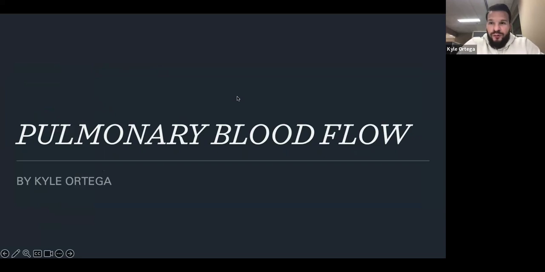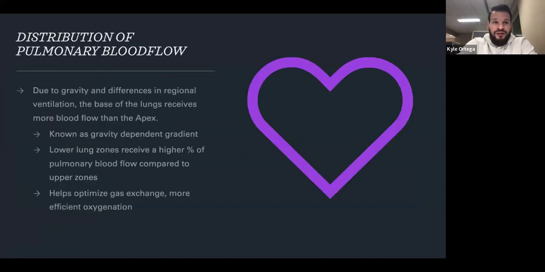All right. In this video, we're going to get into pulmonary blood flow. Kyle Ortega, video number 2. We'll start with the distribution of pulmonary blood flow. Due to gravity and differences in regional ventilation, the base of the lungs receives more blood flow than the apex, basically known as the gravity-dependent gradient, which the lower lung zones are going to receive a higher percentage of pulmonary blood flow compared to the upper zones. And it basically helps optimize gas exchange, more efficient oxygenation as well.